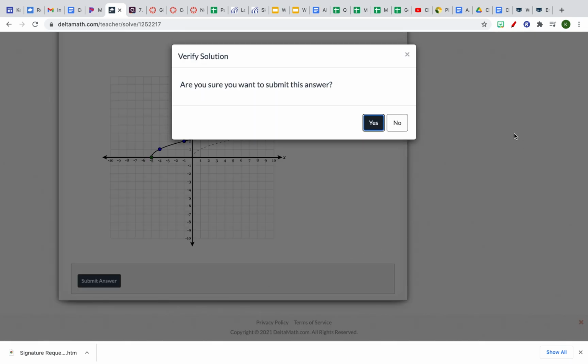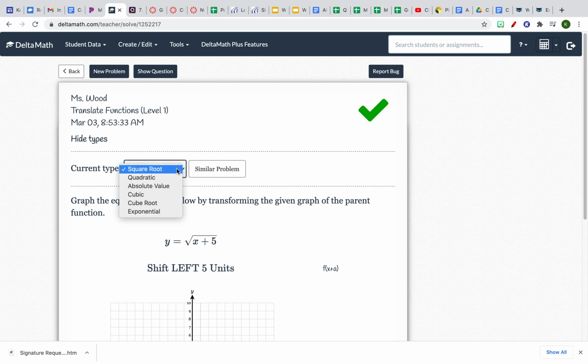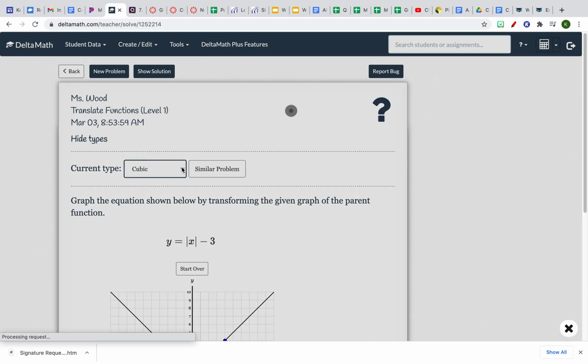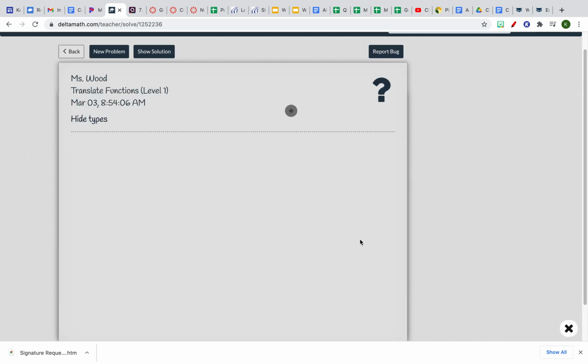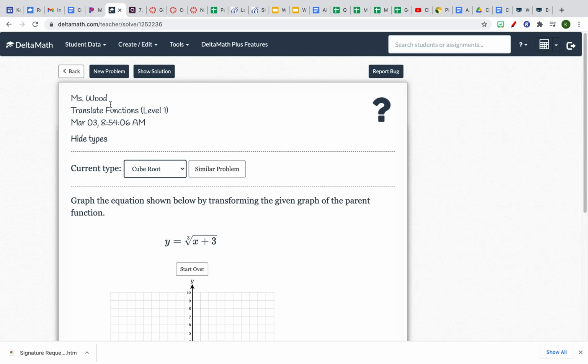And that's all you have to do for level 1 questions, no matter what it looks like. So if it's an absolute value, if it's a cubic, if it's a cube root, it doesn't matter. It will give you the parent function. You grab the green dot and move it.